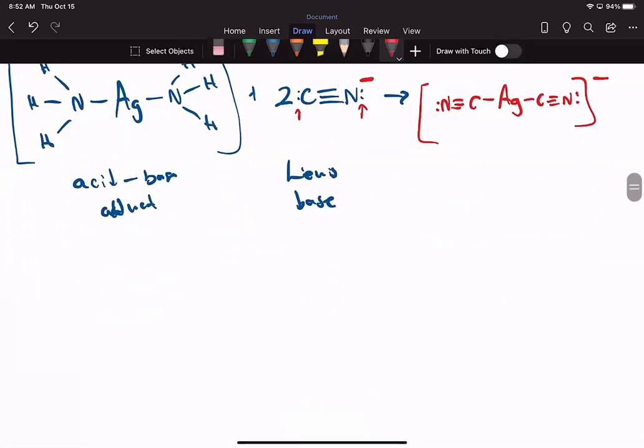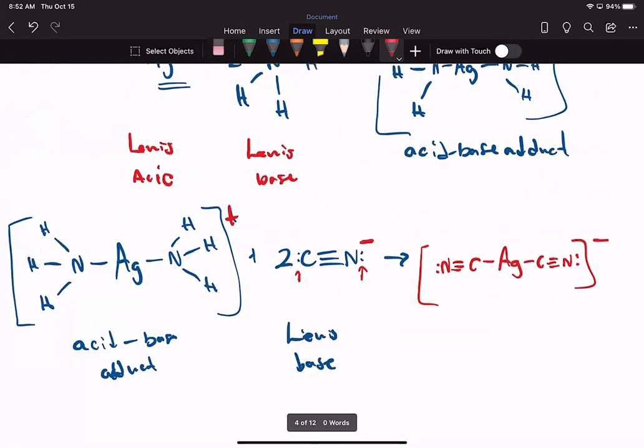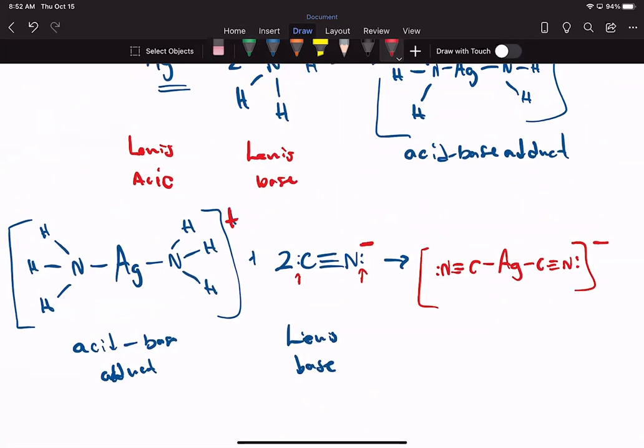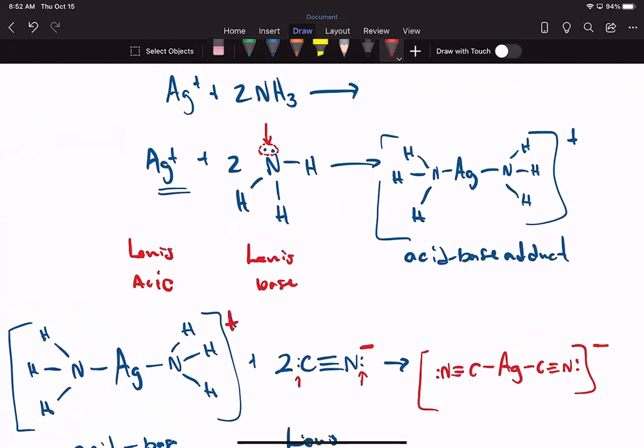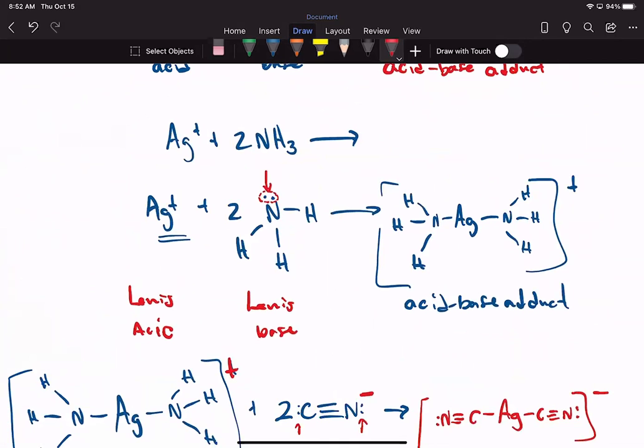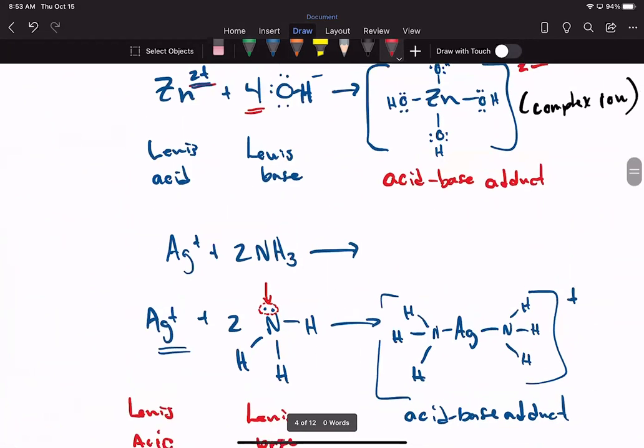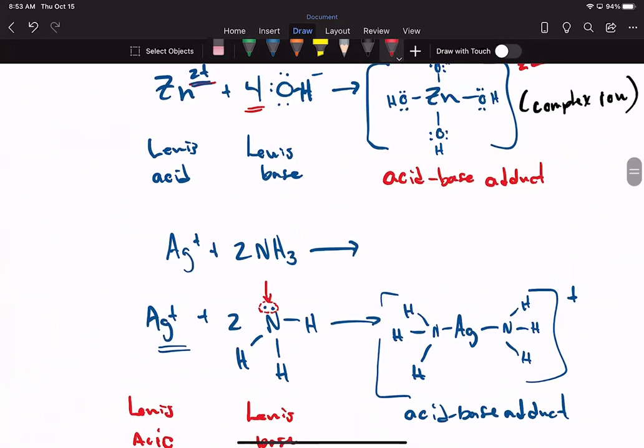So when we're looking at these, the transition metals, don't worry about filling the octet rule for them. We only really want to fill the octet rule for these Lewis bases. So a Lewis base would need to have 8 electrons.